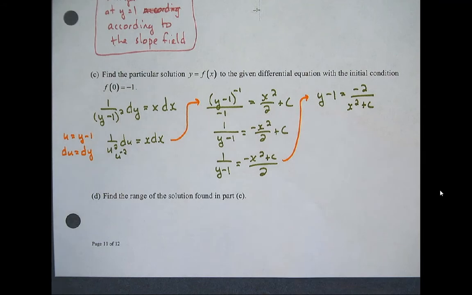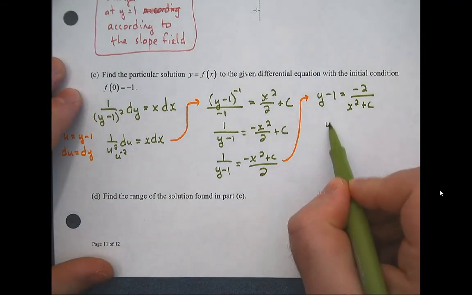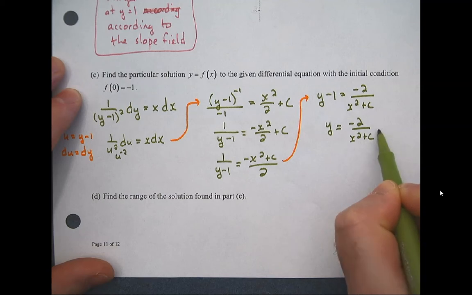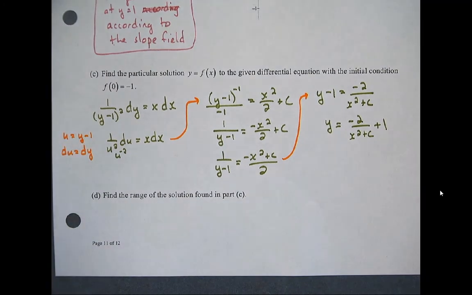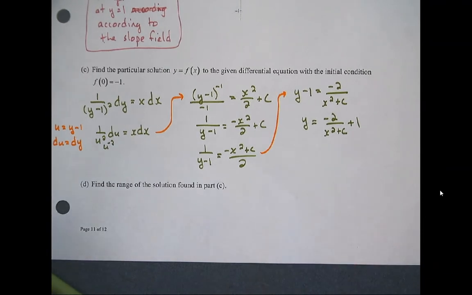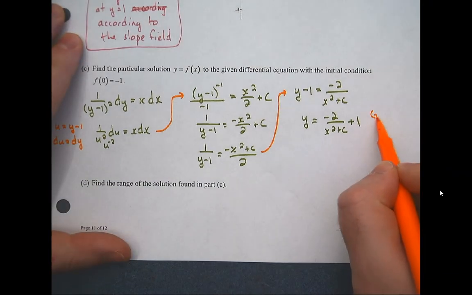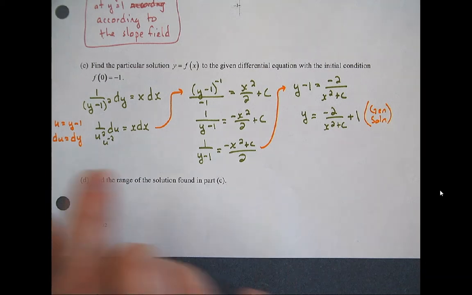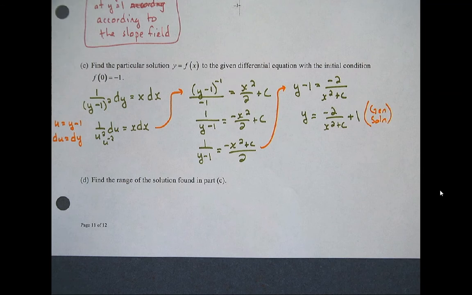And then is y by itself yet? It is not. So our final cleanup. Here we go. No, sorry, that's our final cleanup to get to where? Our general, this is a general solution. We don't want a general solution. We want a particular solution. So now we got to find the particular solution of f of 0 equals 1.